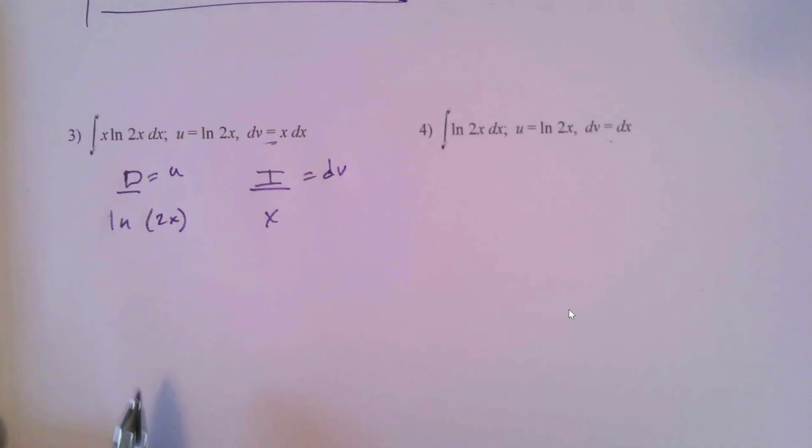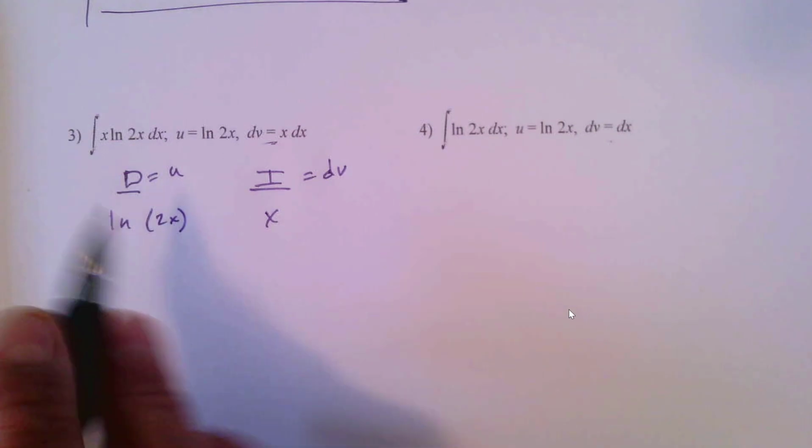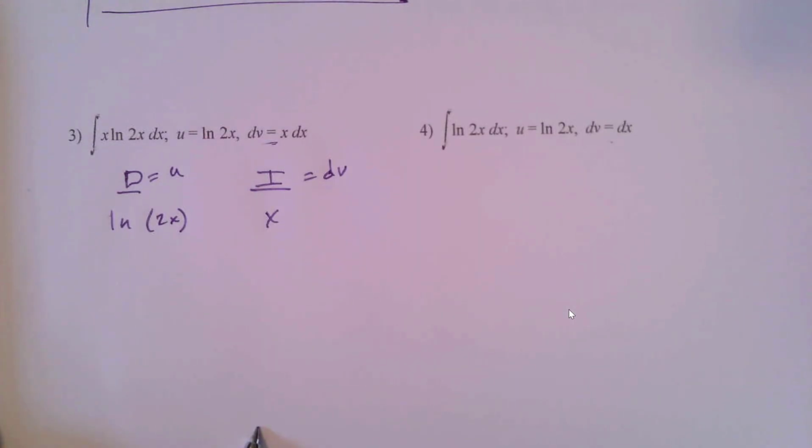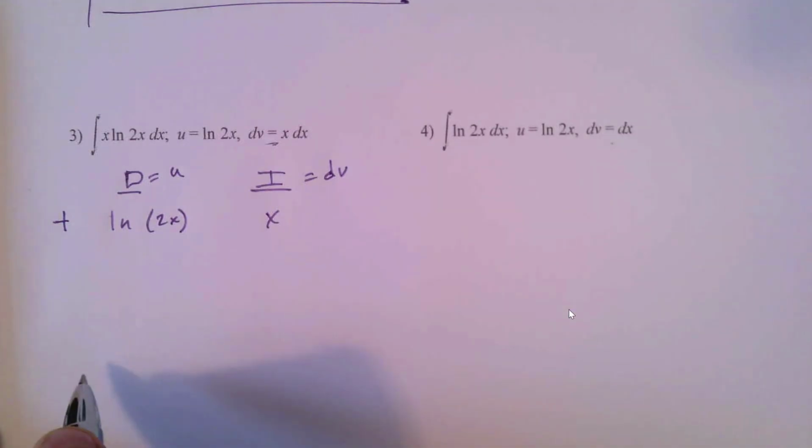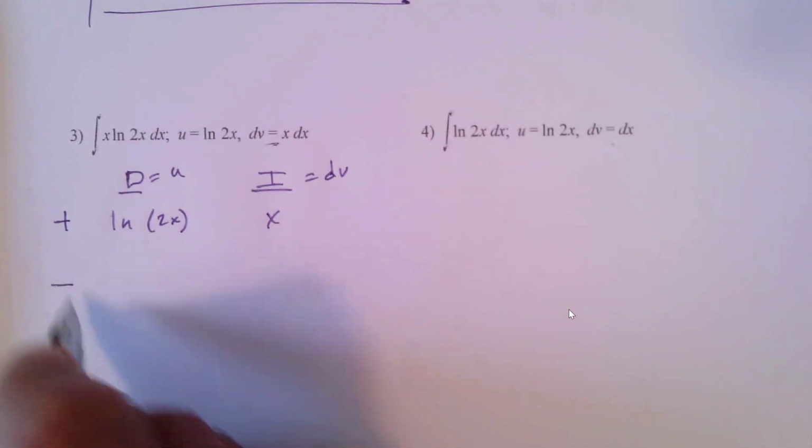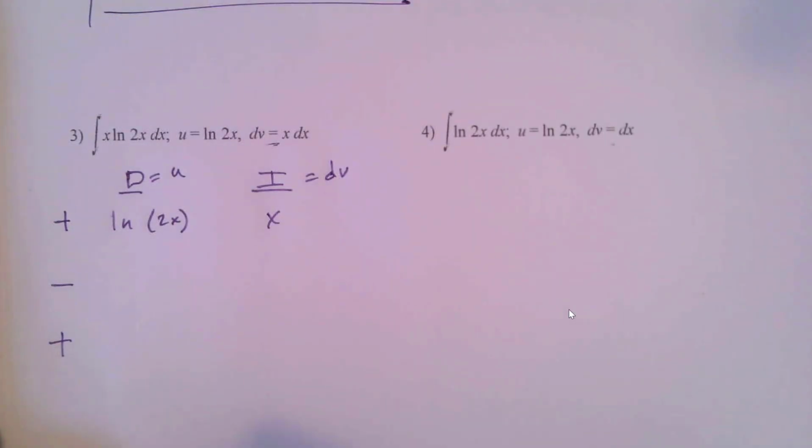The other thing to remember when setting up this method is that we're possibly going to have several rows going down here, where we just differentiate all the way down and integrate this one all the way down, but the signs are going to alternate. So it first starts out with a plus, then a minus, then a plus, then minus, and so on.